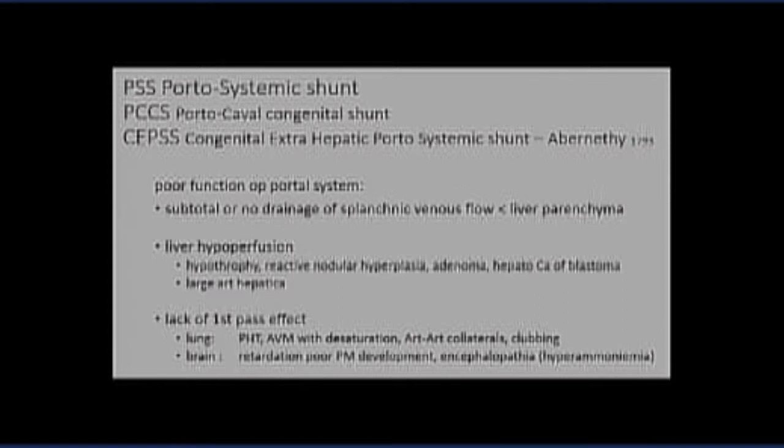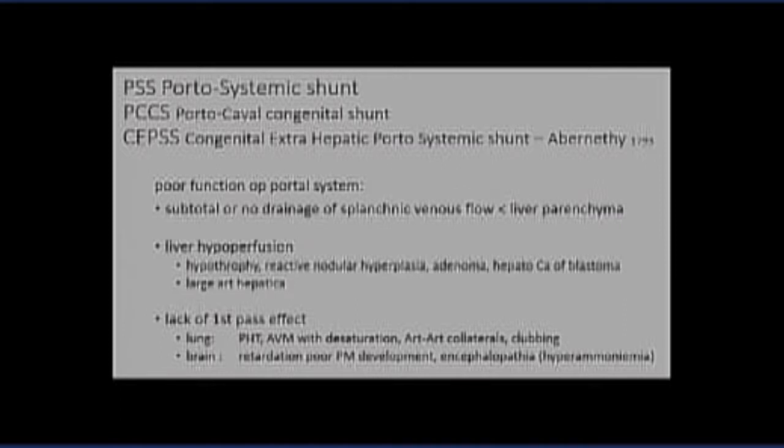Up above you see quite a few names, but they all result in a few consistent things. First of all, the perfusion of the liver is abnormal, and so the liver parenchyma will not be happy. The hypoperfusion will result in reactive nodular hyperplasia, and in time, when adult, it can become adenomas, even blastomas. On the other side, the non-filtered blood entering the venous system can have profound effects on two systems, especially the lungs and the brain.